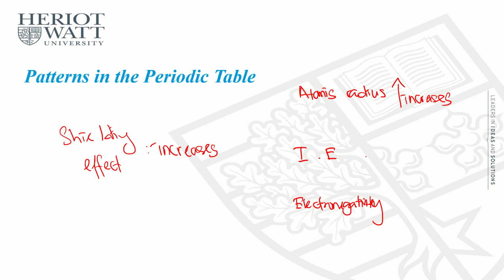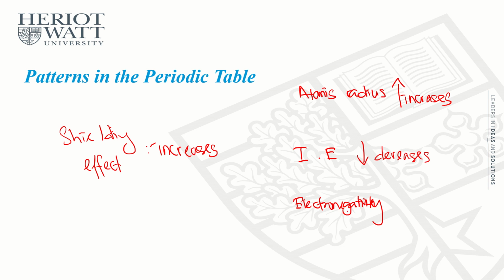And when shielding effect increases, what happens to the ionization energy? Like I said, the valence electron is actually further away from the nucleus, so weaker attraction. And that's the reason why the ionization energy needed to remove it will be easier. So ionization energy will decrease.